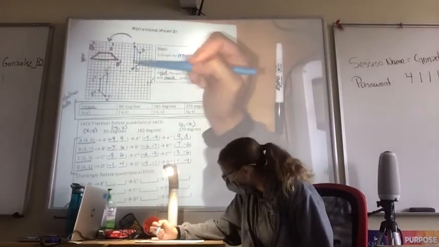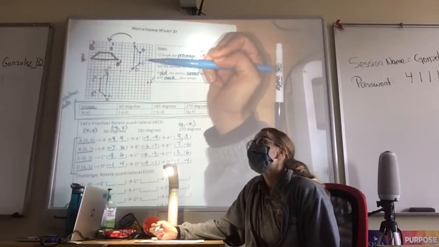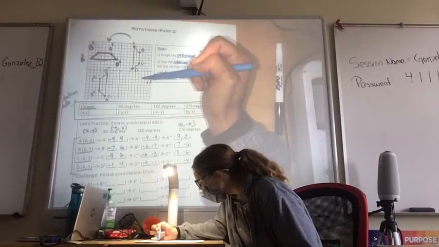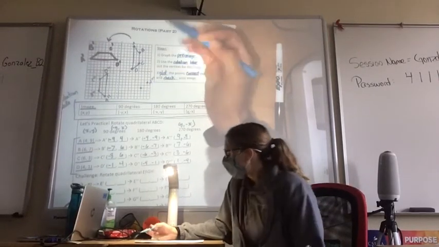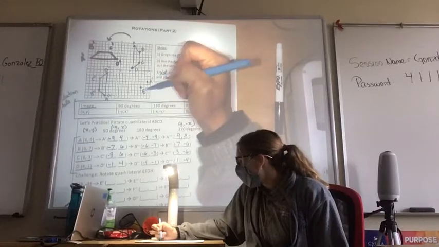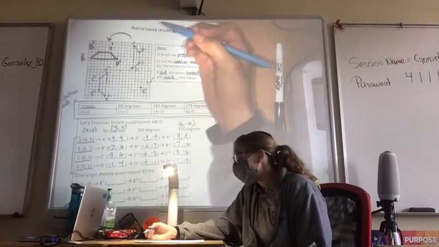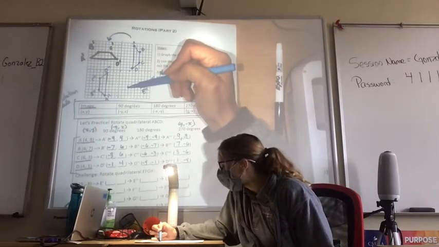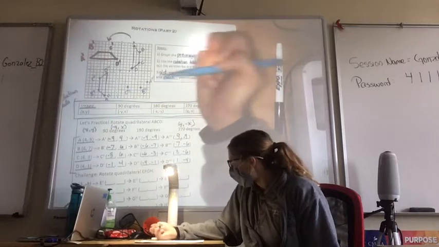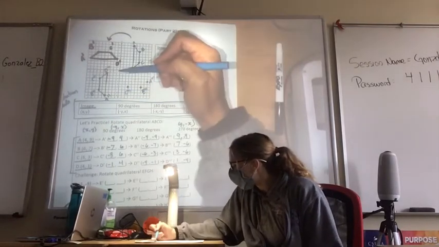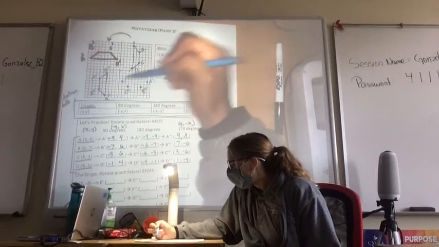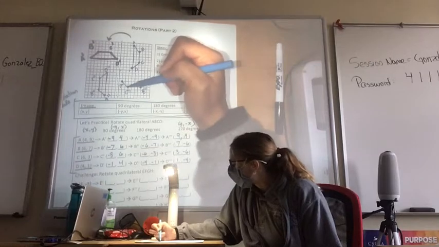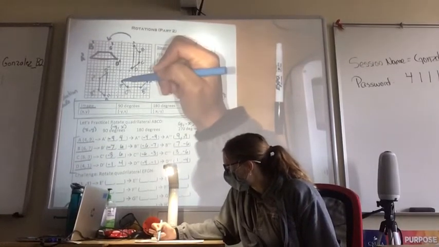B triple prime is at 7, negative 6. Put a dot, call it B triple prime. C triple prime is at 3, negative 6. Call it C triple prime. And D triple prime is at 1, negative 4. Call it D triple prime. Connect the dots.